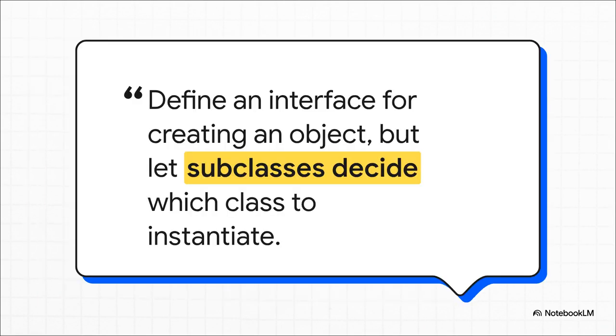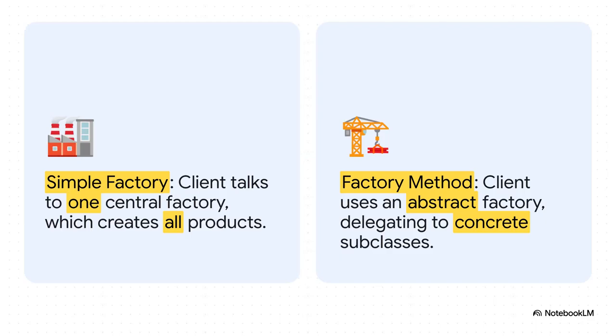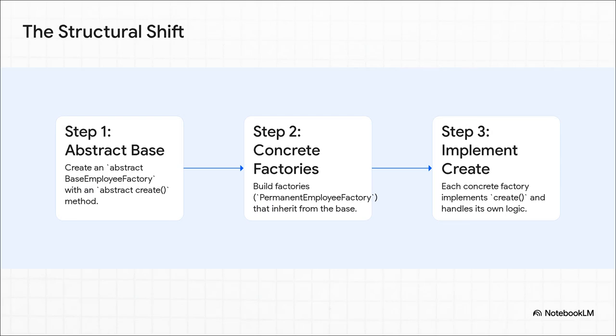The original masters of this stuff, the famous Gang of 4, put it perfectly in their book. It's all about letting the subclasses decide. The power is no longer in one central place. It's distributed out to the specialists who know what they're doing. You can really see the evolution in the structure here. With the simple factory, everything goes through one central hub. But with the factory method, we have a whole family of factories, each one a specialist, ready to handle its own unique creation logic.